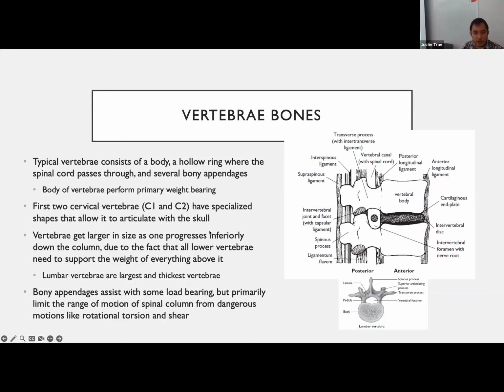And these bony appendages support some load bearing, but their main purpose is to limit the range of motion for your spine, right? As you can imagine, your spine is a very important structure. It bears a lot of force and it protects the spinal cord. So a self-defense mechanism that your spine has to prevent yourself from twisting and turning too much is the fact that these bony appendages bump into each other once you bend back too much.